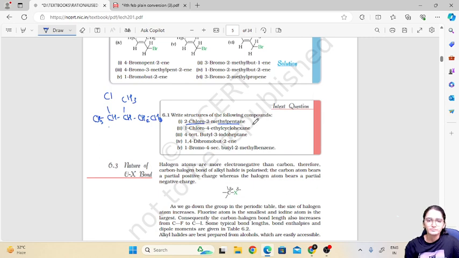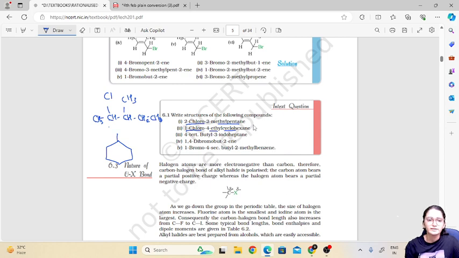Second is 1-chloro-4-ethyl cyclohexane. Now what is cyclohexane? Cyclohexane is this hexagonal ring without double bonds. So this is not a benzene, without double bonds. This is cyclohexane. Now in cyclohexane, what we have at first position, we have chloro.